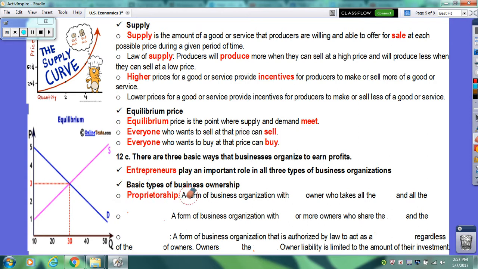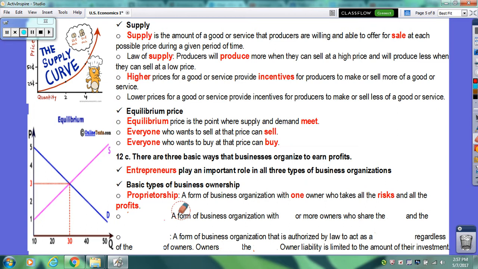A proprietorship. This is a form of business organization with one owner who takes all the risks and all the profits. All right? So business ownership is one person who operates as one person in their business. They may hire other people, but they are the main person, or the only person, who makes decisions, and they most definitely are the only person that owns it, and that is a proprietorship.